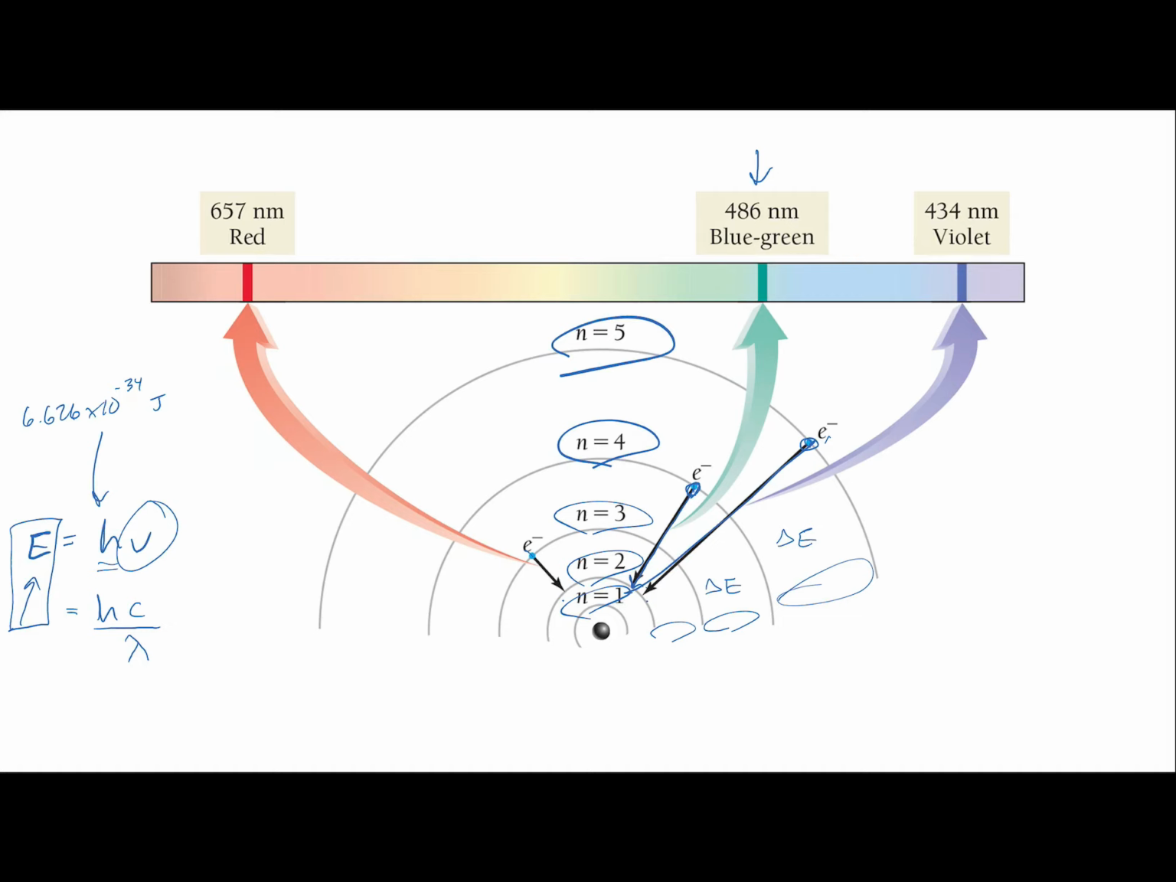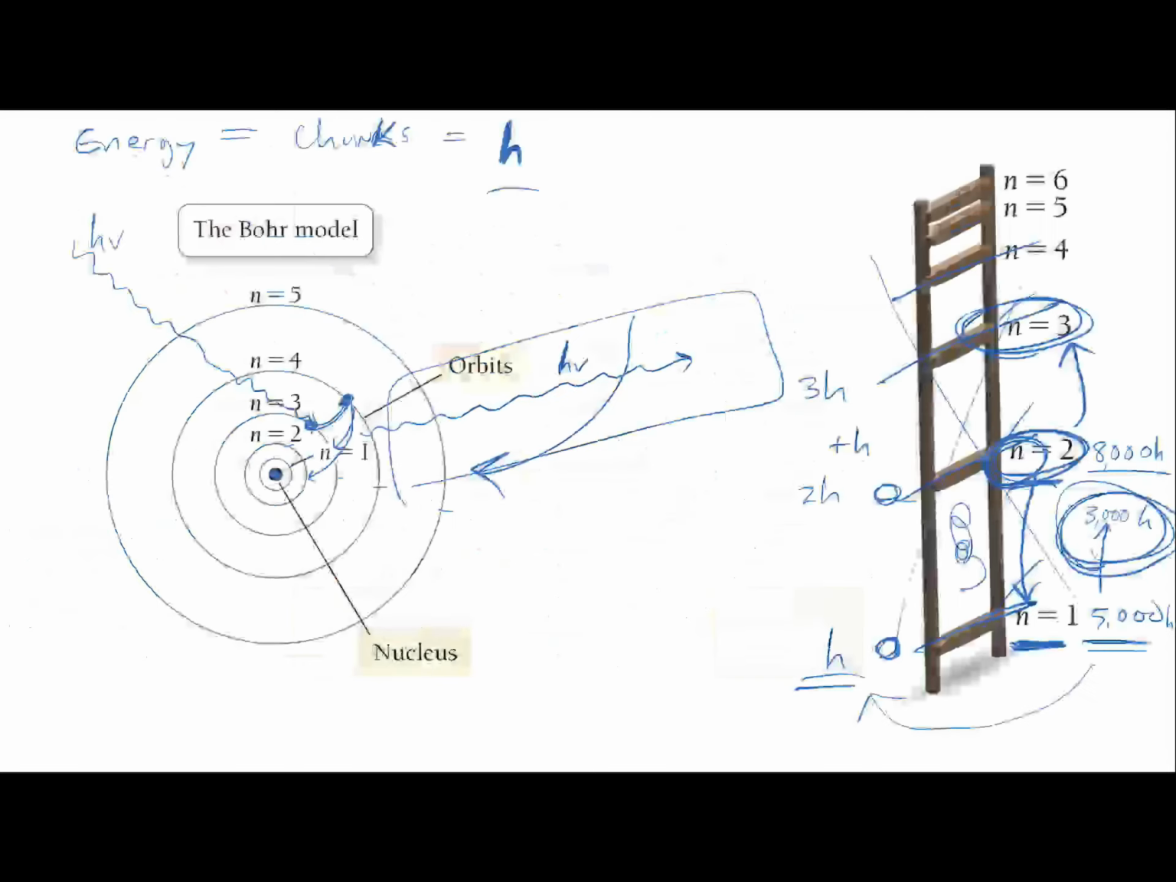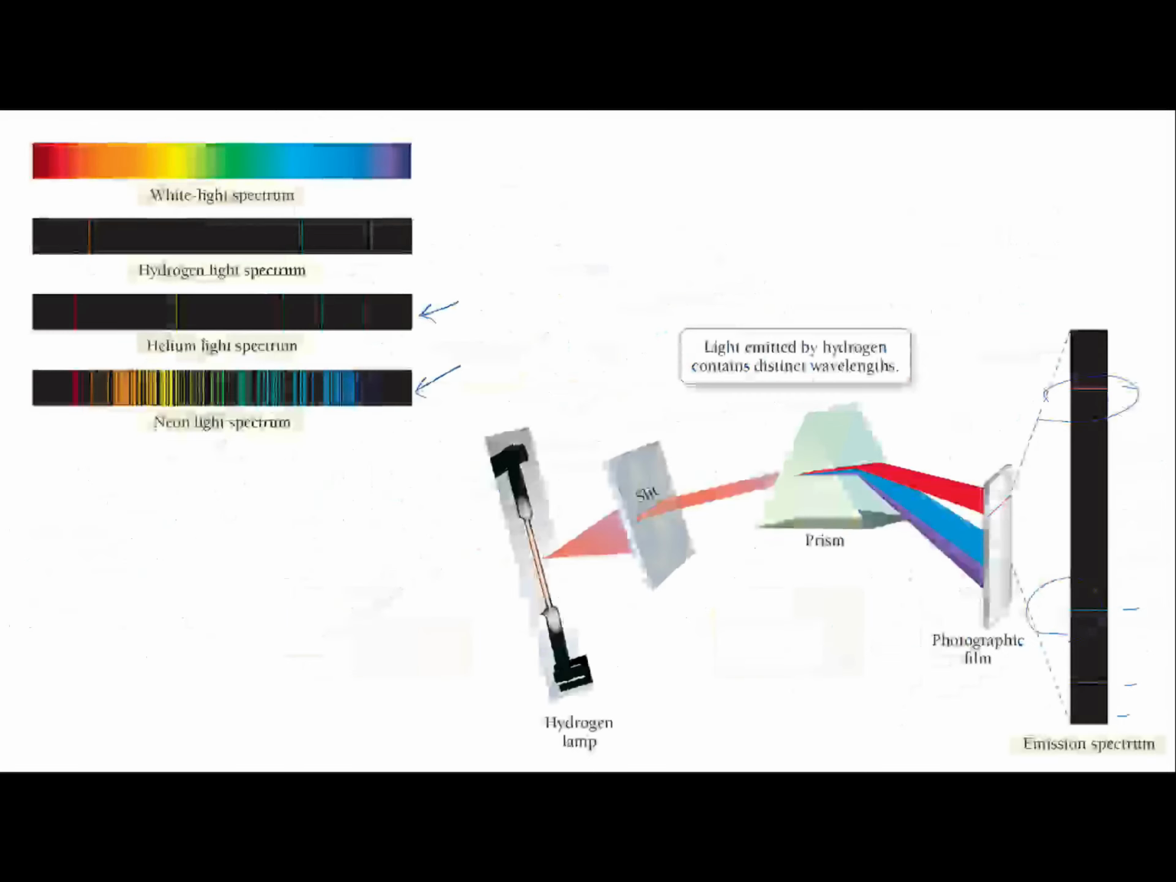However, this failed to predict the emission spectra of other elements that contain more than one electron, and one of the reasons is that electrons interact with each other. So for this and other reasons, the Bohr model was replaced with a more sophisticated model called the quantum mechanical or wave mechanical model. The Bohr model only works for hydrogen because there's only one electron in its orbit. For helium, which has 2 electrons, and neon, you can see more electrons start to give us a more complicated picture.